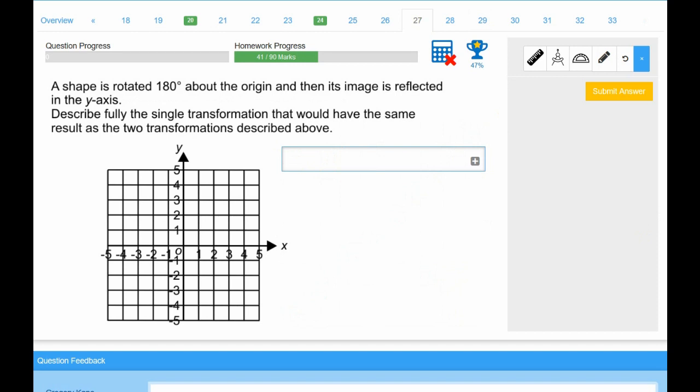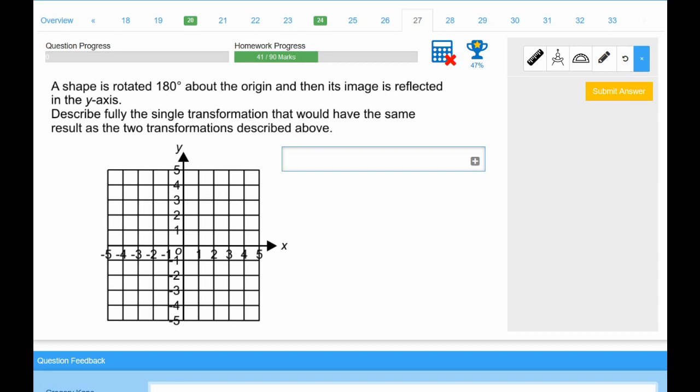So this is a word question. We're told a shape is rotated 180 degrees about the origin, then reflected in the y-axis. We're not told what the shape is. You can basically choose any shape you want and then test it. Now, you could just do a square, but actually I would be inclined not to do a square, because you end up with situations where you think something has been reflected, but actually it hasn't been. So it's worth doing a shape that is a little bit more unusual.